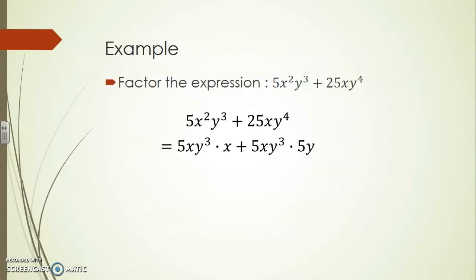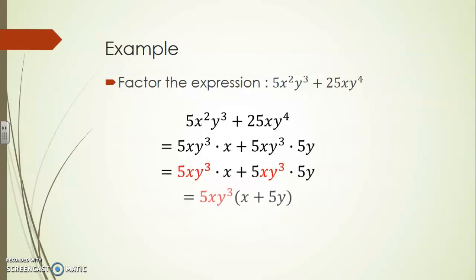If we extract 5x y to the power 3 from the first term of the sum, we do have to remember there is an extra x left behind since we started off with x squared. If we extract 5x y to the power 3 from the second term, 25x y to the 4, you have to remember that you've also left behind a multiple of 5 and an extra y. In total, 5 times 5 is still 25, and a y cubed times y is still y to the 4. We've just rearranged the presentation.